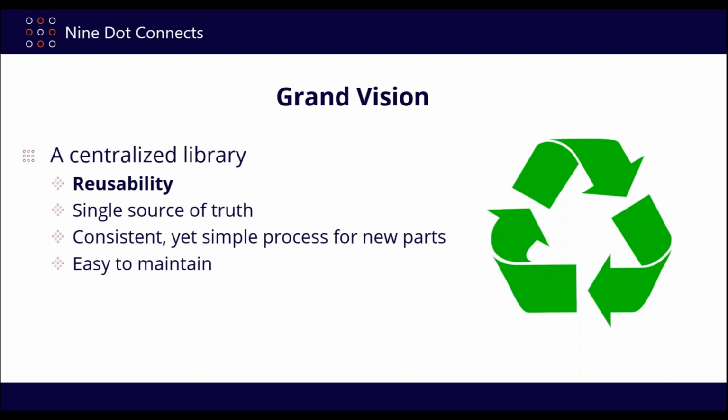We want a single source of truth as well, so that we know that when we pull from a certain site or location or container, I'm going to call our library management type tools out there containers, when we pull from it, we know that that information is good. I don't have to second guess it. Consistent yet simple processes for new parts. So when we have to create a new part, can we easily create what we've already got created?